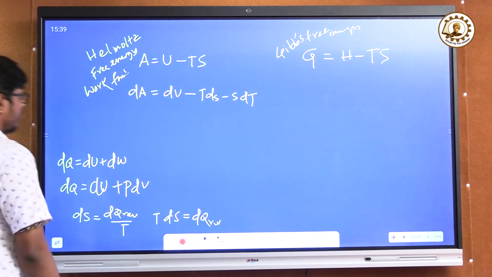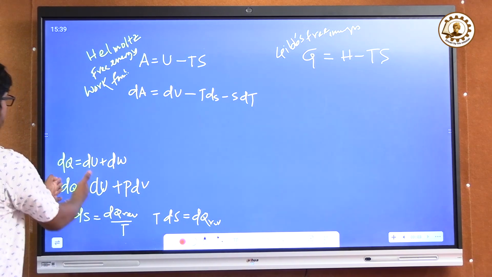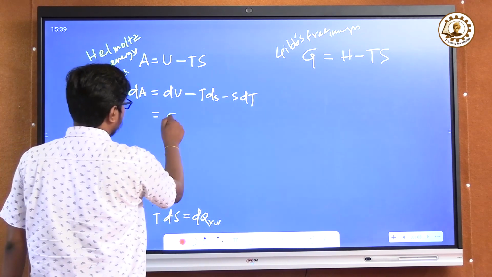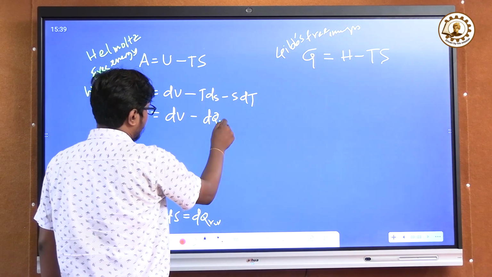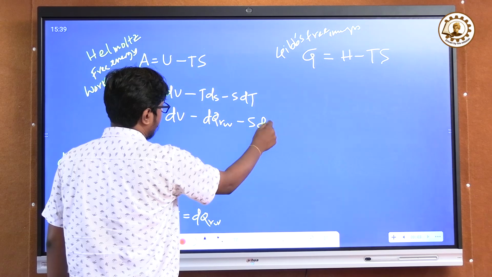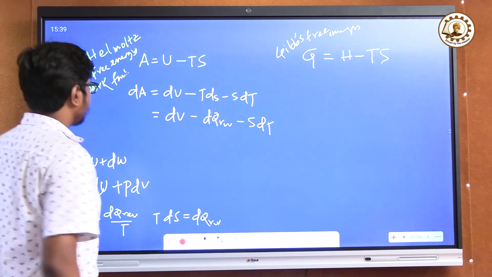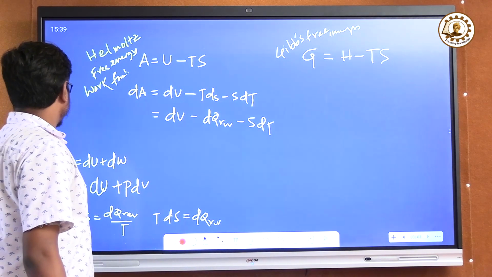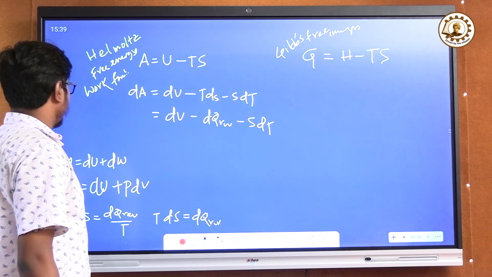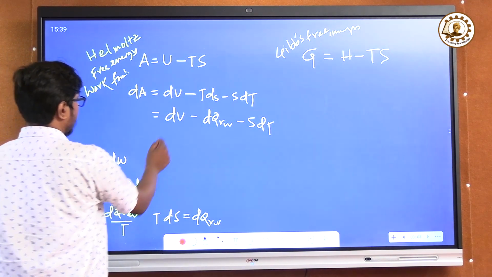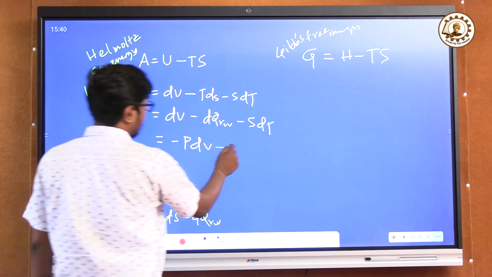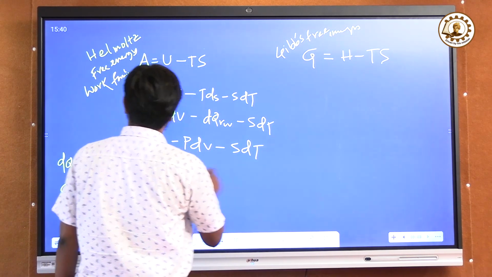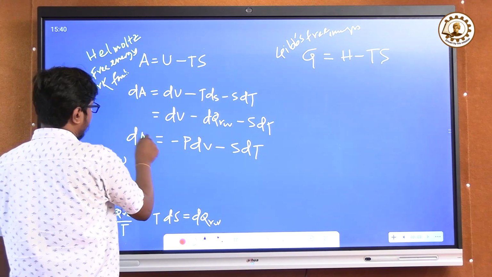So those two equations will be very important. So TdS equals dq reversible, minus SdT. Now if we put this here, this is minus PdV, so minus SdT. So dA is equal to this.